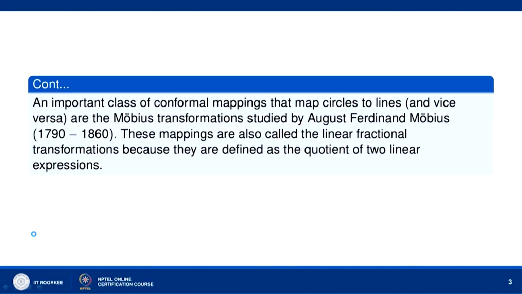An important class of conformal mappings that maps circles to lines and vice versa are the Mobius transformations, studied by Auguste Ferdinand Mobius during the period 1790 to 1860. These mappings are also called linear fractional transformations because they are defined as the quotient of two linear expressions. Now, let us see how we define a Mobius transformation.